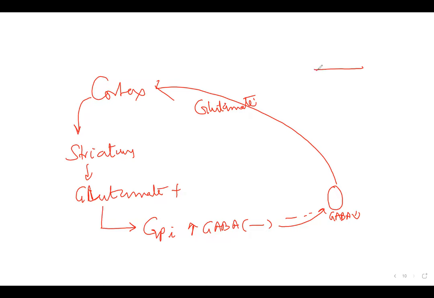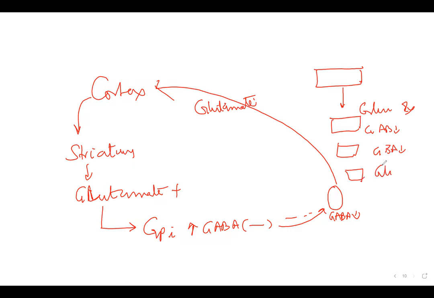The first step is from the cortex: glutamate, excitatory. Second step is GABA, inhibitory. Third step is GABA, inhibitory. And the fourth step is glutamate, excitatory. End result is whatever movement is initiated, the cortex is influenced by this pathway to initiate a movement and to sustain a movement in a coordinated manner.